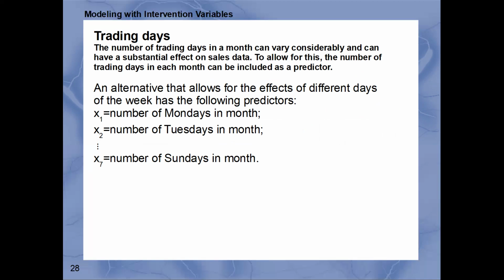So X1 would be the number of Mondays in the month, and X2 would be the number of Tuesdays, up to X7, which would be the number of Sundays in the month.